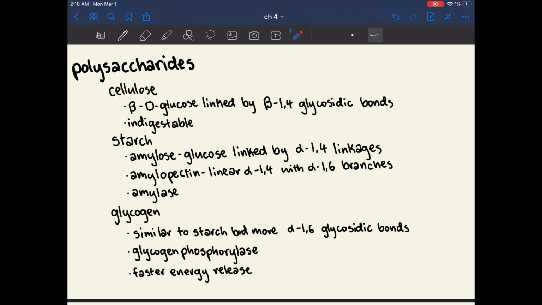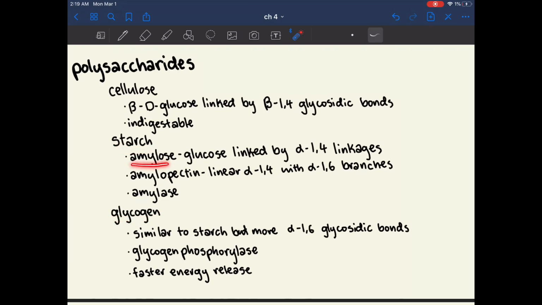Knowing this, we can talk about the 3 kinds of polysaccharides that are most relevant to biology and biochemistry. The first is cellulose, which is important because it forms most plant cell walls and plants in general, and cellulose is not digestible to the human body, and this is because it's mostly formed out of beta-D glucose linked by beta-1,4 glycosidic bonds, which, as we mentioned, the beta glycosidic bonds are not digestible by humans. So starch and glycogen are definitely digestible by humans.